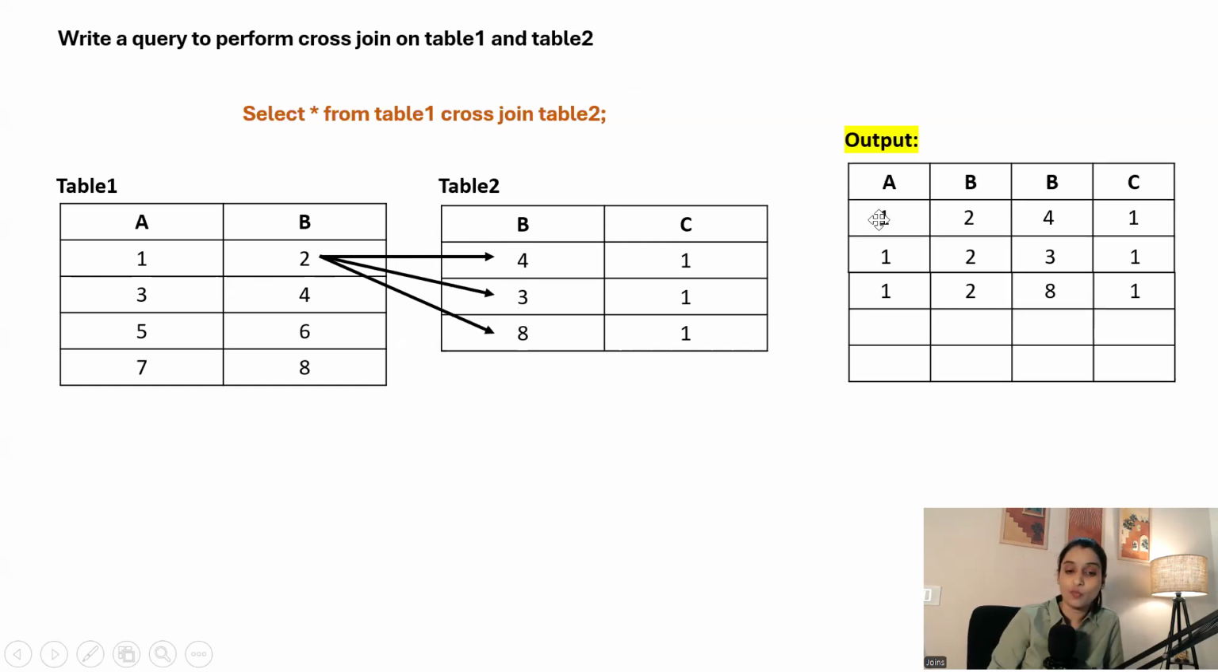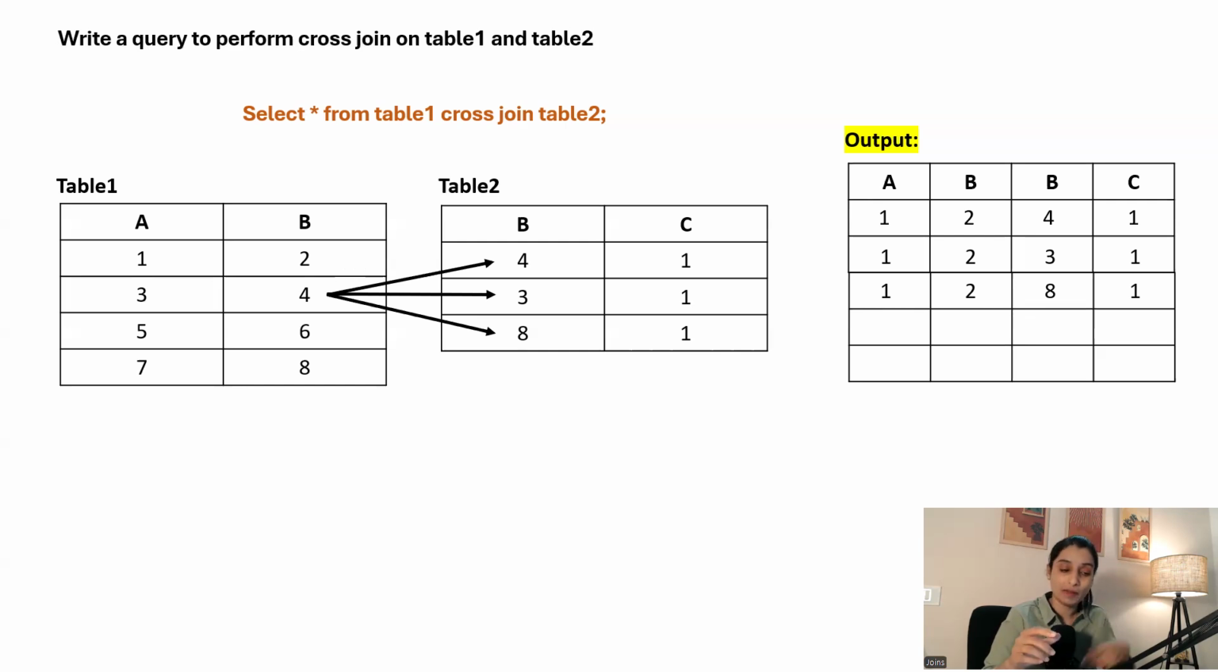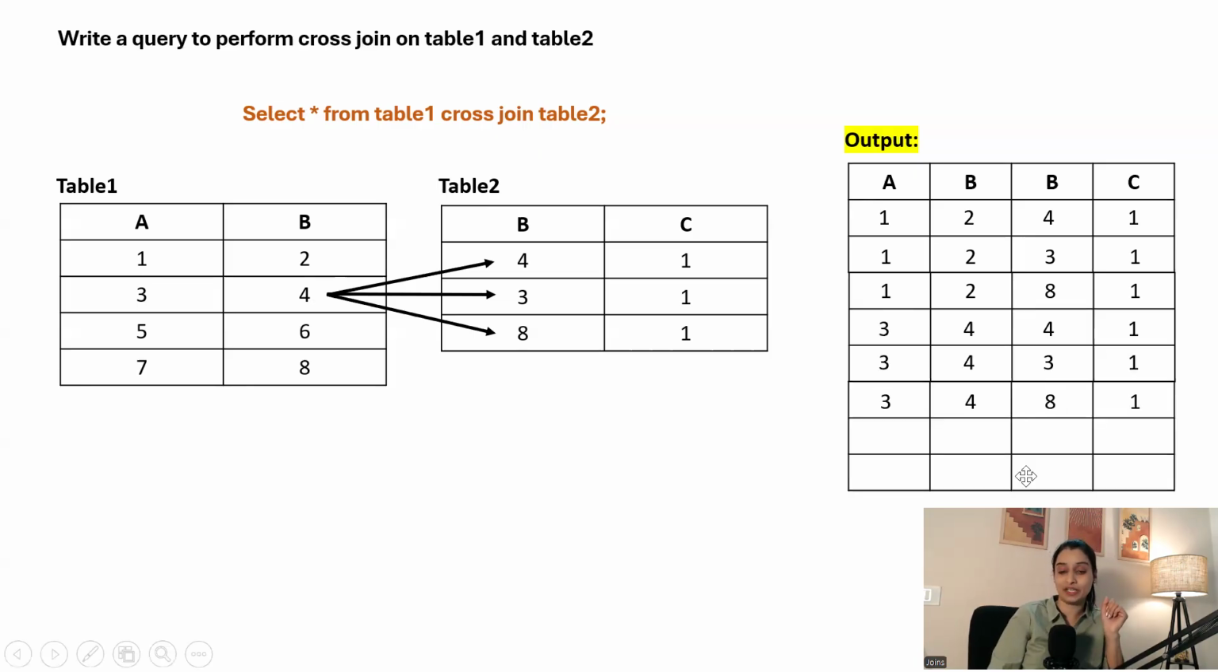You can check it out here. 1, 2, this first row of table 1 will be combined with each row of table 2. So you can check first row of table 1 with first row of table 2, first row of table 1 with second row of table 2, first row of table 1 with third row of table 2. In a similar way, the second row of table 1 will be matched with the first row of table 2, second row of table 2 and third row of table 2, and like this you will get your output.